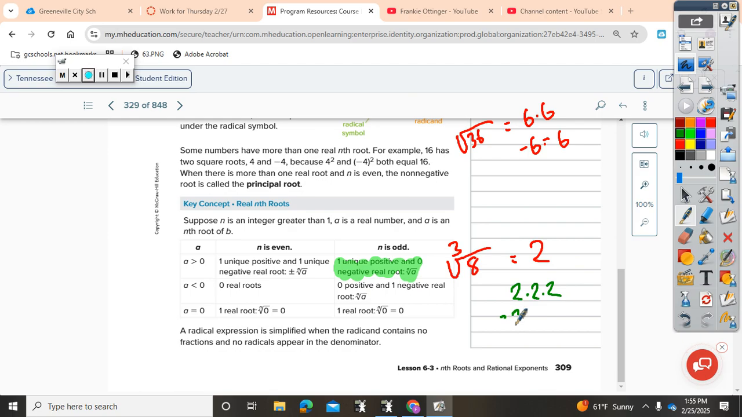If I try the negative version of that, hold on just a second. Attention seniors.